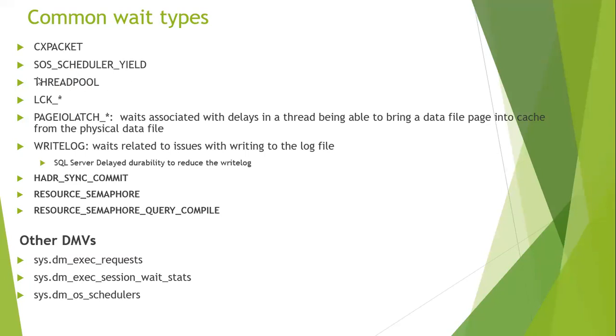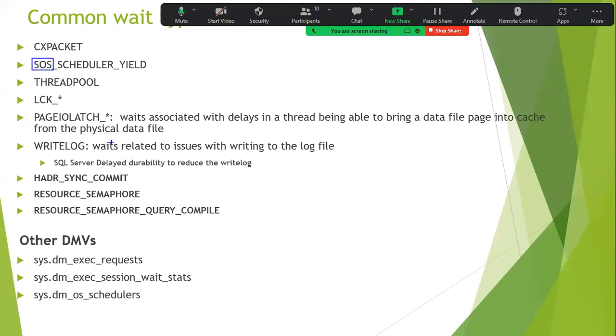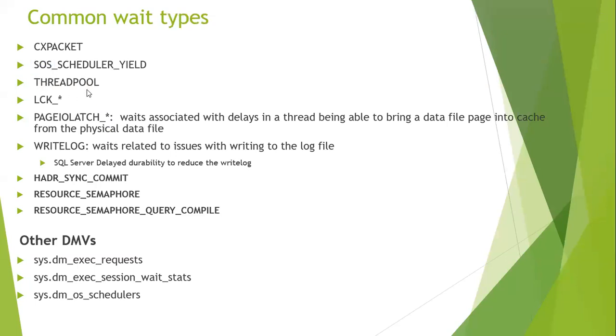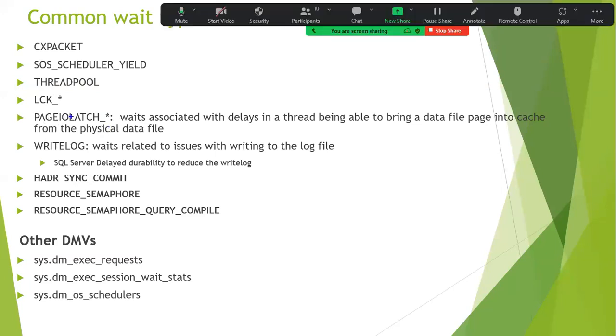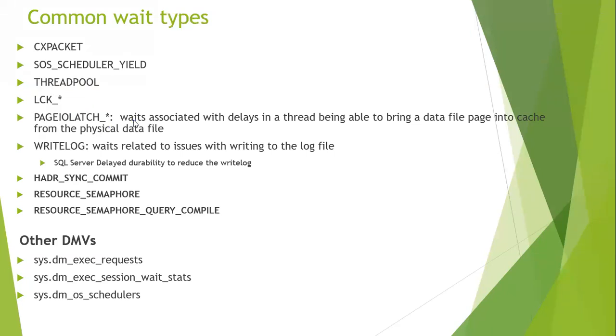So here, these are the common ones. CX packet, SOS scheduler yield, this is your SQL operating system, if you remember. Thread pool, we will talk about all this at a high level. LCK, so it can be either lock exclusive, shared, update, whatever it is, and page latch or page IO latch. I have not mentioned all the latches that we have: page latch, page IO latch, and the latch wait types that we see, and WRITELOG, and HADR sync commit, and resource semaphore query compile.